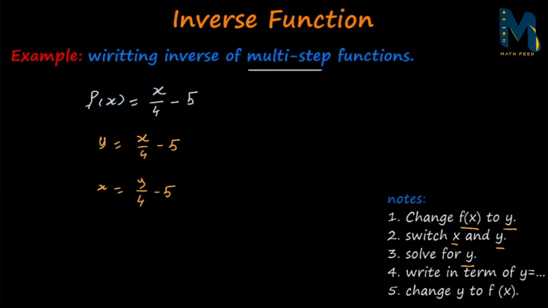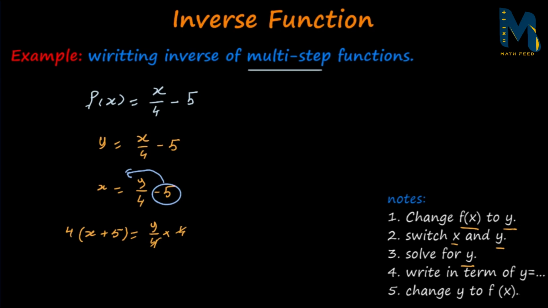And then solve for y. So we isolate y. We solve for y here. We can move this 5 to the other side. It will be x plus 5 equals y over 4. Then we can multiply both sides by 4. These two will cancel.